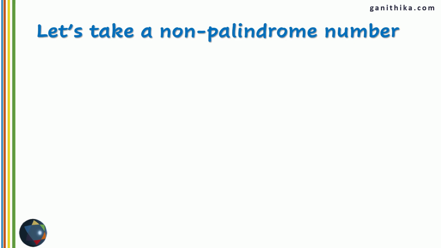Let's take a non-palindrome number first. Of course, a palindrome number reads the same from both sides, so there is nothing more to do in it. So first let's start with a non-palindrome number. Let's take an example of 53. It is not a palindrome number. 5 and 3, it doesn't read the same way from both sides.